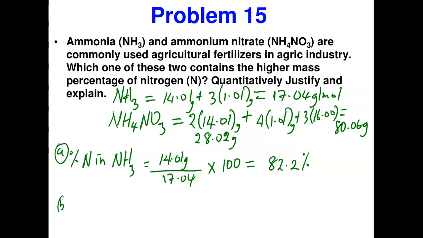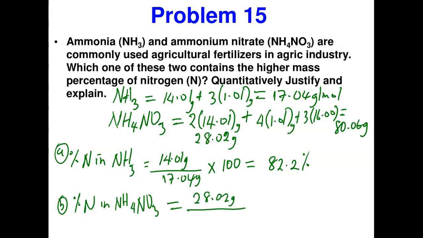Let's see. In part B, we're going to calculate the percentage of nitrogen in ammonium nitrate. And that will be, again, here the mass is 28.02 grams, divided by the mass, 80.06 grams. If you times it by 100, that's going to give you 35% of nitrogen.